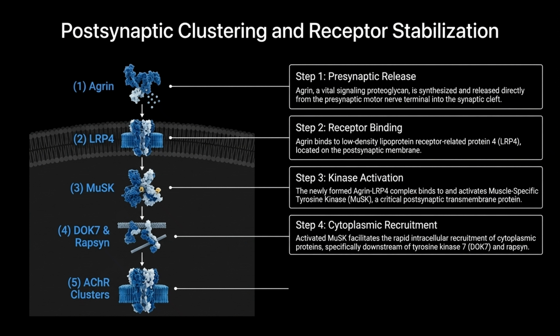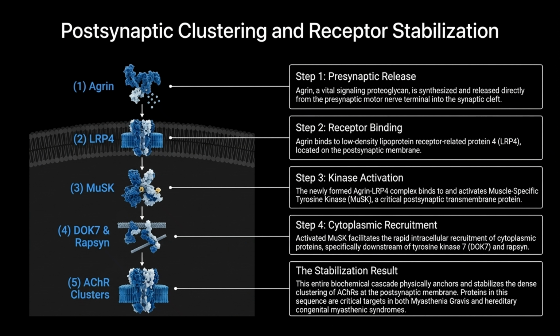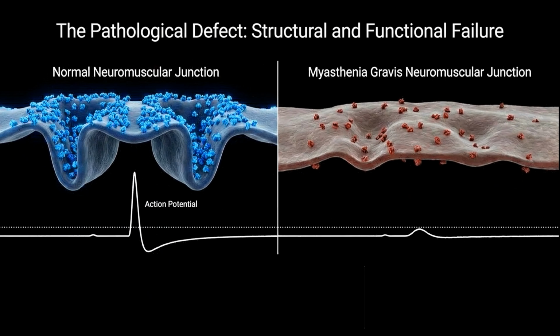Muscle-specific tyrosine kinase, or MuSK, is a postsynaptic transmembrane protein that helps stabilize postsynaptic clustering of AChRs. These proteins, MuSK, LRP4, DOK7, and Rapsyn, are important not only in the pathogenesis of MG, but also in some hereditary congenital myasthenic syndromes. So what goes wrong in myasthenia gravis?